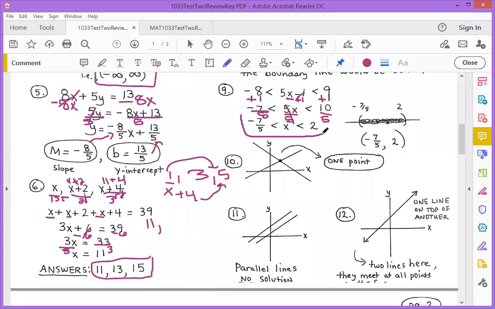Now, writing this solution in interval notation, you'll have negative 7/5. Our symbol is less than, so we should put parentheses around negative 7/5, comma, 2, parentheses around 2 as well. So this will be our interval notation for this solution.